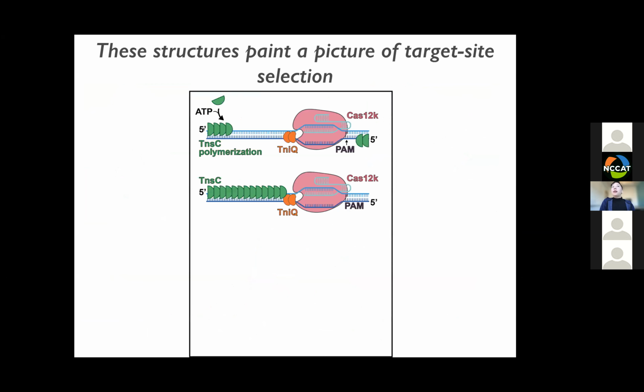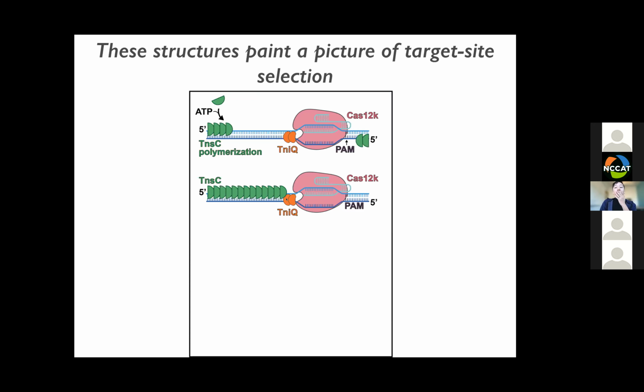We basically think that this TnsC AAA+ protein is polymerizing in a searching state, looking for its target site. And when it finds its target site, it's marked by this Cas12K and TNIQ, and it will form a complex with that adapter protein TNIQ. So that's what we have so far in this story.